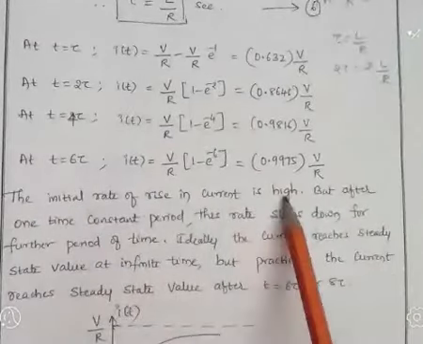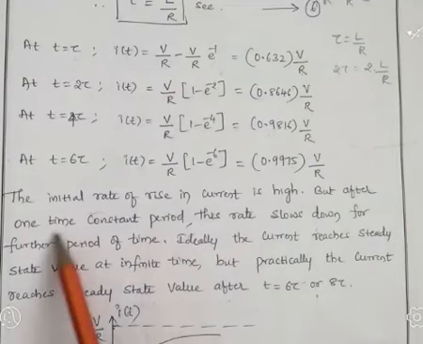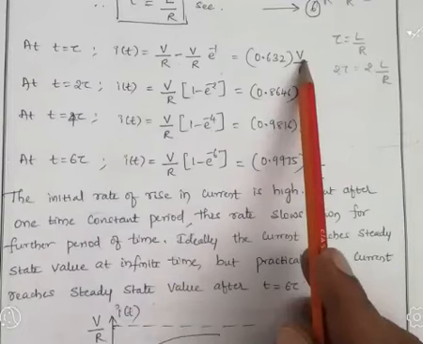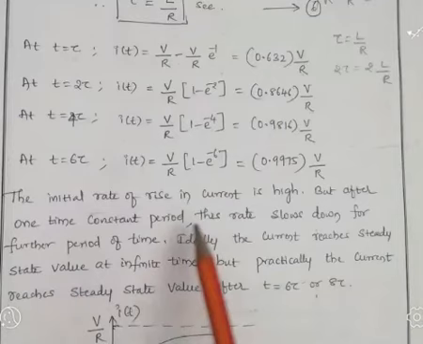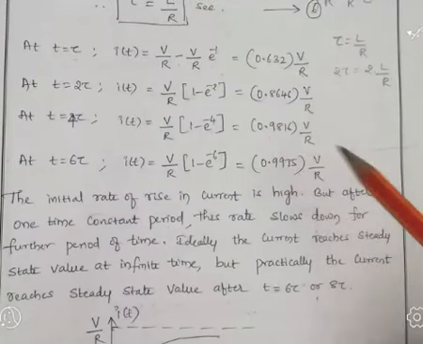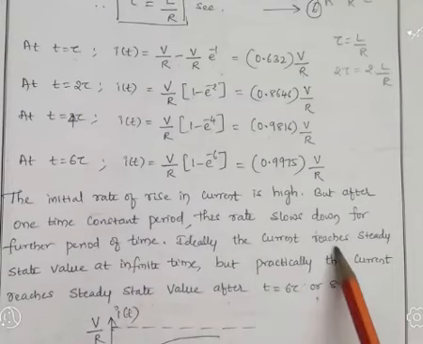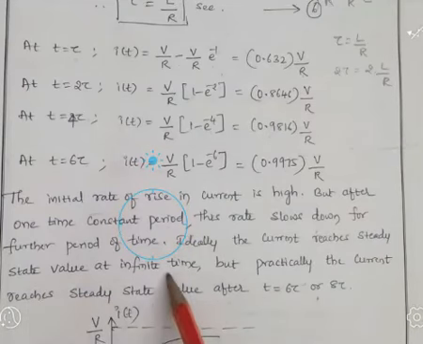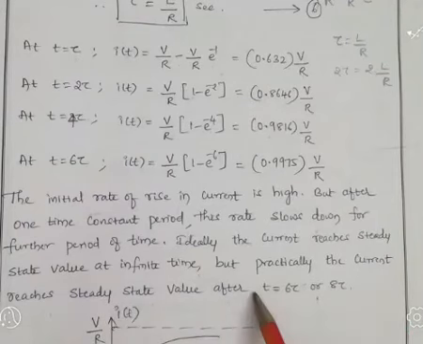in current is high. So the initial rate is very high, but after one time constant, this rate slows down, slowly increasing, not drastically, for the further period of time. So ideally the current reaches steady state value at infinite time. But practically the current reaches steady state value after 6 tau or 8 tau.